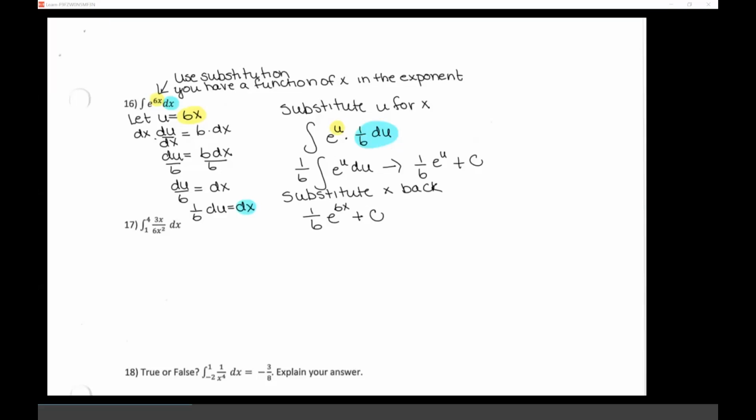Let's briefly look at 17 and decide, can you simplify it? Look at 17. Can you simplify it before you start integrating? Anybody have a suggestion?